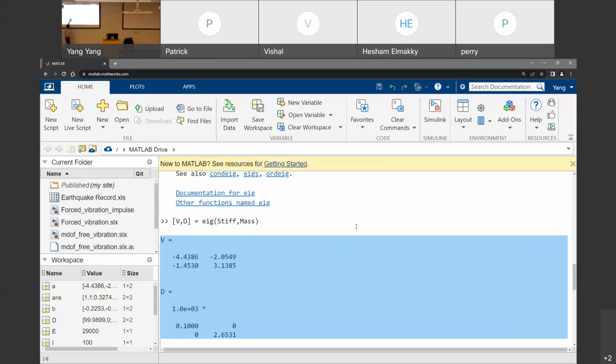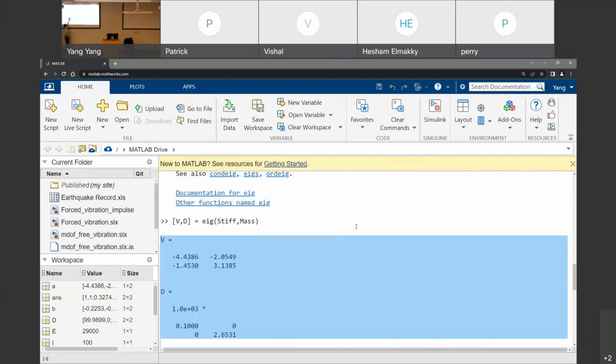Sure. So anytime you are given the stiffness and the mass matrix, you should be able to use this function in MATLAB to find the natural frequencies as well as the mode shapes directly. The D, as a diagonal matrix, shows us the square of the natural frequencies. So the actual natural frequency should be the square root of these two numbers.